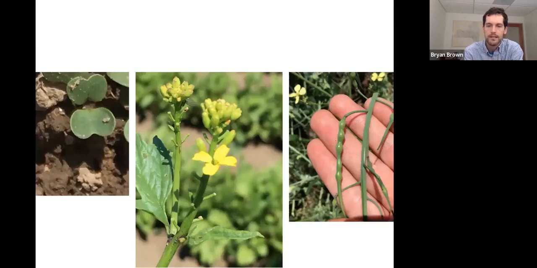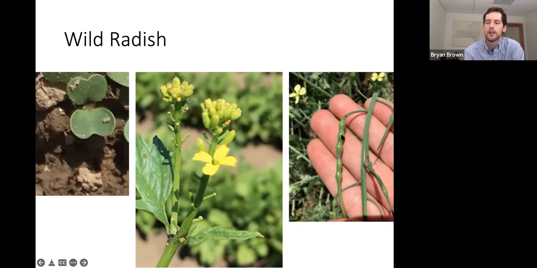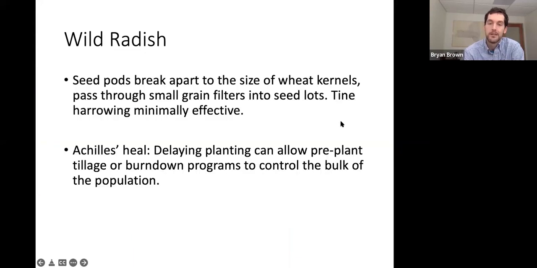Okay, now this is maybe a little bit of a trick weed here. A lot of you are probably going to say mustard, which it is a mustard. It's in the mustard family, but this is actually wild radish, which you can differentiate from wild mustard because wild radish has these constrictions between the seeds in the seed pod there. And those constrictions will continue to get smaller until each of these seeds kind of breaks apart in the seed pod.